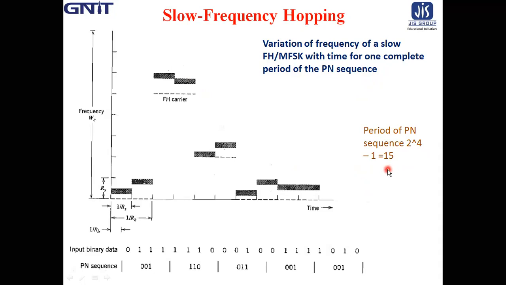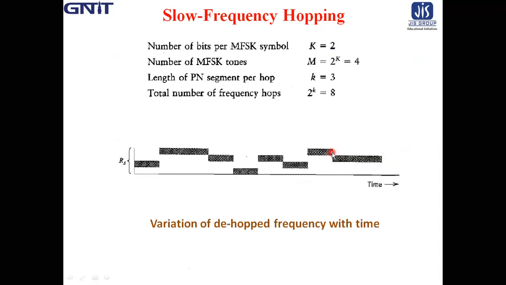The FHM-FSK signal has these parameters. Number of bits per MFSK symbol, capital K, is equal to 2. Number of MFSK tones, that is capital M, equal to 2 to the power capital K, that is 4. Length of the PN segment per hop, denoted as small k, is 3, and total number of frequency hops, 2 to the power small k, is 8.